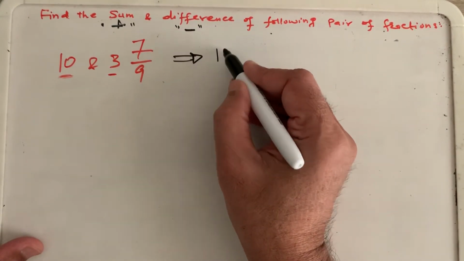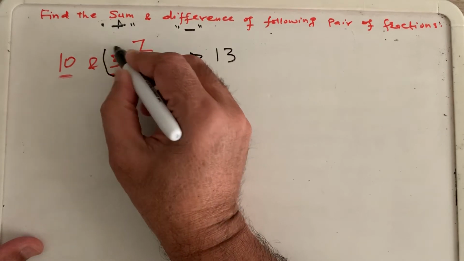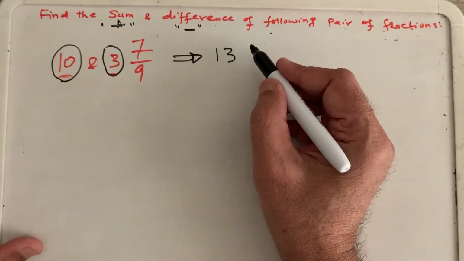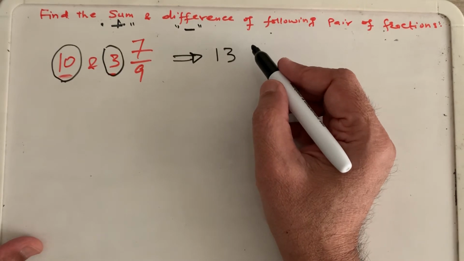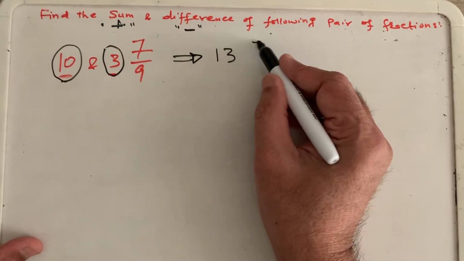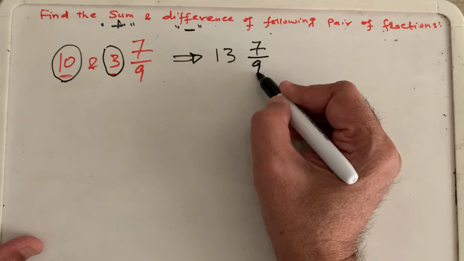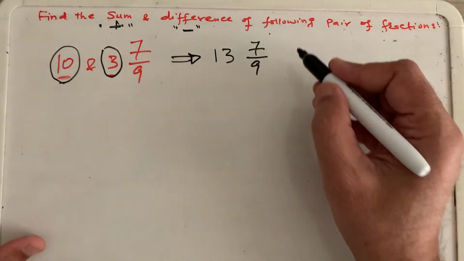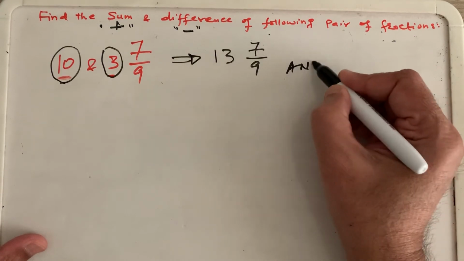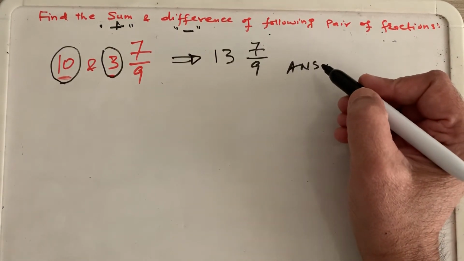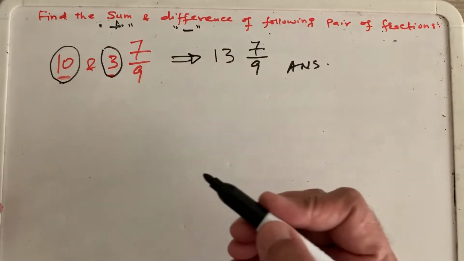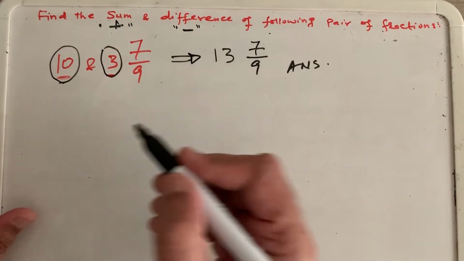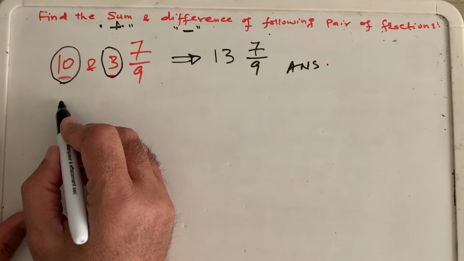So whole numbers are added together. 10 and 3 will be added together, right? 10 and 3 is 13. So 13 and a 7 by 9 will be your addition. So it's easy. But if you go the other way around, that will be a longer procedure. So you have to select which way you want to go. And if you want to subtract, okay, I will do that addition and subtraction.